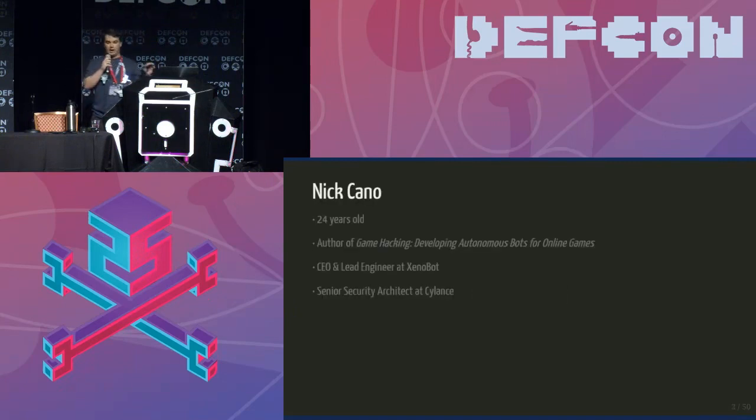So, I'm Nick Cano. I'm 24 years old. I wrote the book Game Hacking, Developing Autonomous Bots for Online Games. I'm the CEO and lead engineer at Xenobot, which is where I make and sell my own bots for online games. And I'm also a senior security architect at Cylance.